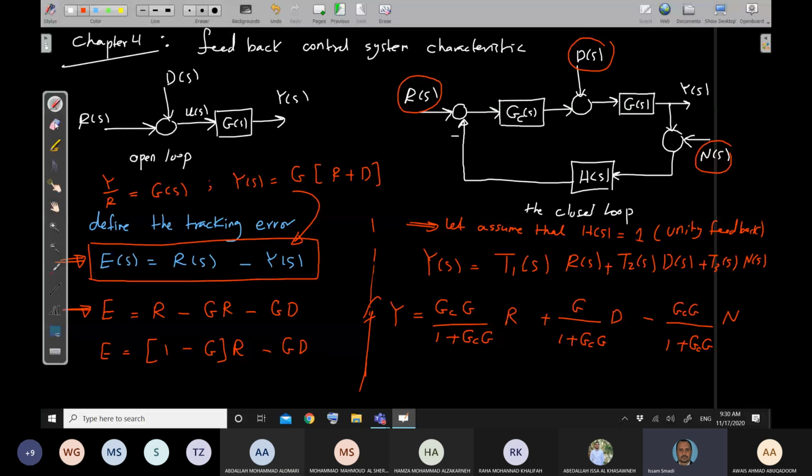See the beauty of the loop shaping. You see this one? If I need to remove this one from here and put it here, what should I do? I need to put this one here. So if I'm putting this one here, I must divide this one by h, yes or no? Yes. So simply I'm getting the same. See the beauty of this thing?